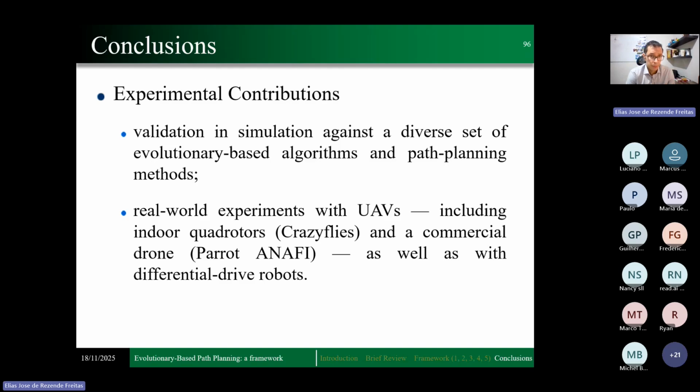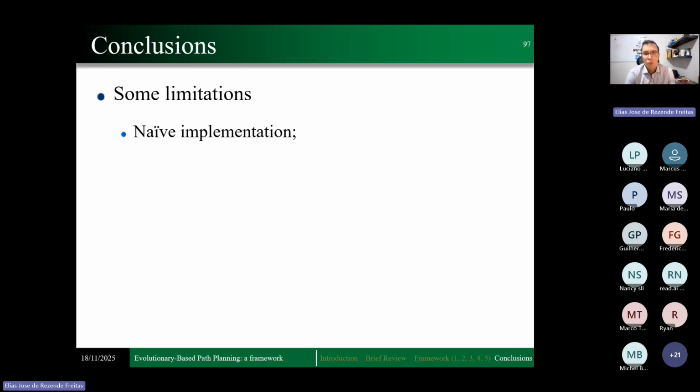Real-world experiments with UAVs, including indoor quadrotors, Crazyflies, and a commercial drone, as well as with differential drive robots. Together, these contributions demonstrate a unified approach for generating feasible paths across different contexts using NURBS representation and the evolutionary-based optimization method. Although the proposed framework achieves our objectives, I can indicate some limitations.